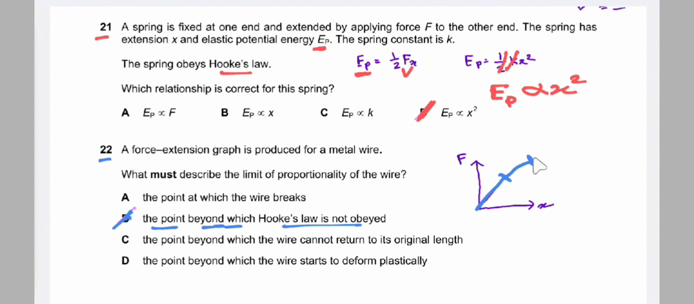And let's suppose this is the elastic limit, and the elastic limit is the point after which the wire starts to deform plastically. That means before the elastic limit, the wire deforms elastically, but after the elastic limit, the wire deforms plastically, and from within the elastic limit, the wire can return to its original position. So for the limit of proportionality, the answer is B.